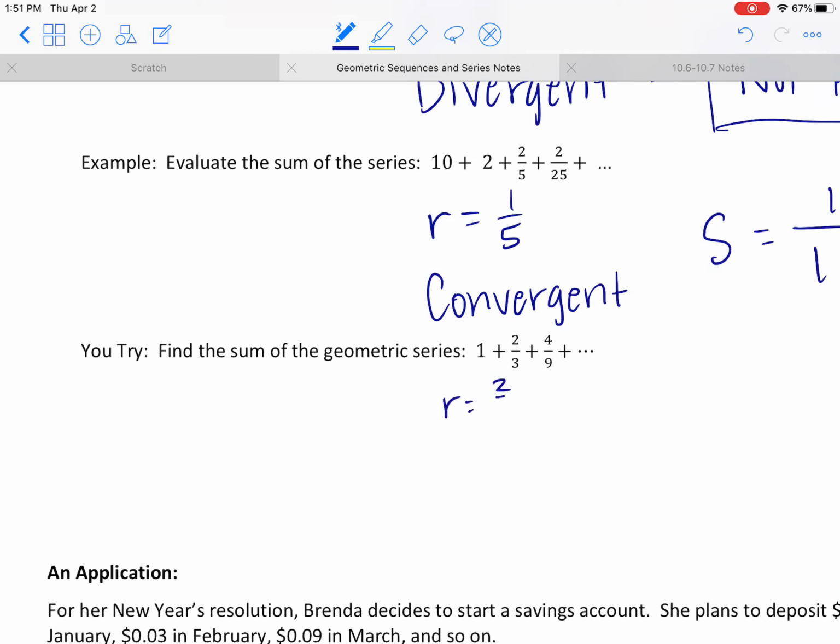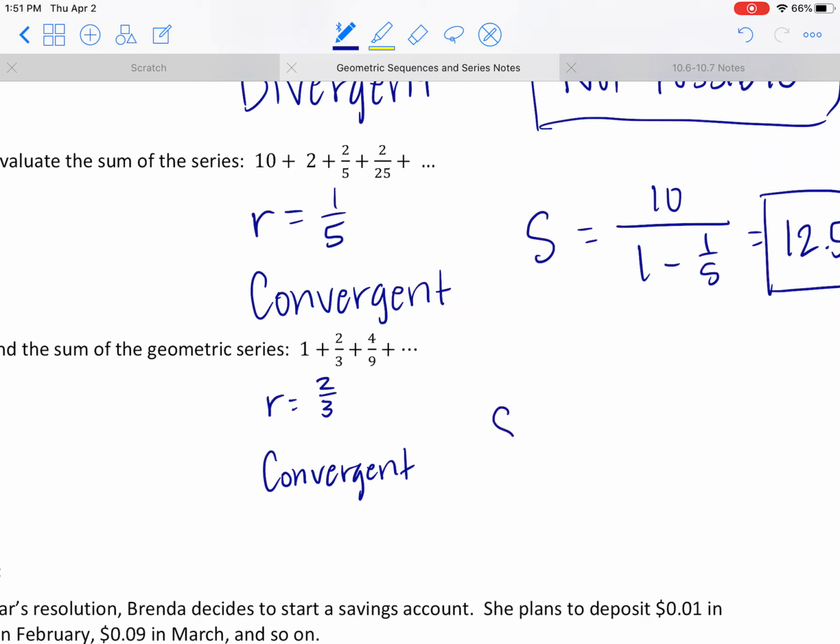Again, if you want to try it out, feel free to pause. What are we multiplying by to go from 1 to 2/3? Well, we'd have to be multiplying by 2/3 to get from 1 to 2/3. And 2/3 is less than 1, which means the value of this fraction is going to get smaller and smaller and smaller, which means, again, we have a convergent series.